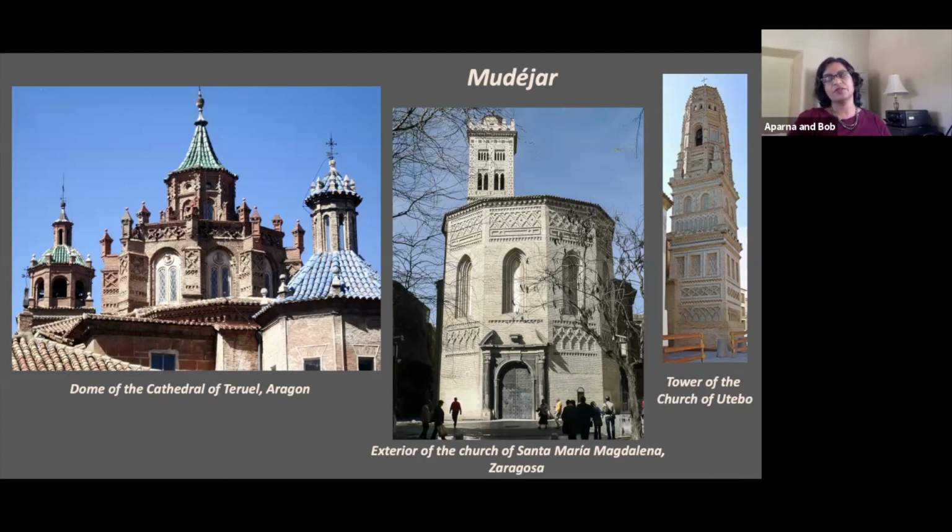Aragon is known for some of the best examples of this style. Here we see the dome of the cathedral in Teruel, and also the exterior of the church of Santa Maria Magdalena and the tower of the church of Utebo, which are both in Zaragoza.